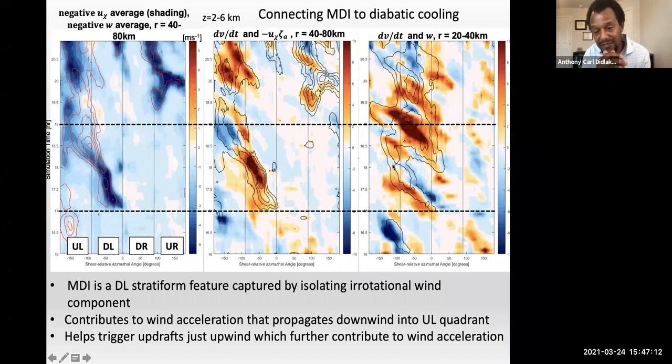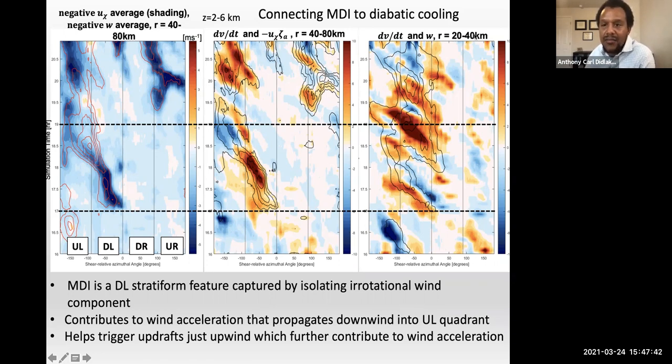Now, why do we focus on this? Well, I've always hypothesized that there's some clear connection between this MDI and its being of stratiform origins. What I want to show here is that there's a stratiform to convective transition, a very clear stratiform to convective transition that occurs only in the downshear left quadrant.